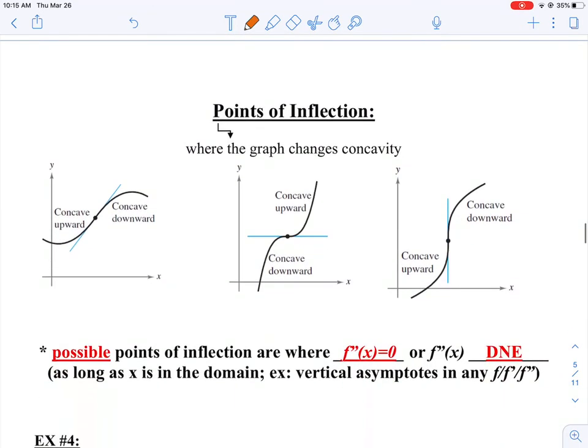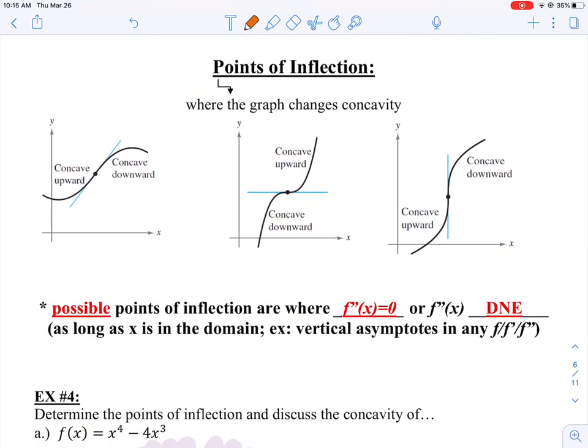Okay. If you look at these three different graphs, they change from concave up to concave down or concave down to concave up. That point where it changes from concave up to concave down is what we call a point of inflection. Now, a point of inflection only occurs when it changes concavity, which means the second derivative has to change from positive to negative or negative to positive in order to have a point of inflection there. If it doesn't change, then it is not necessarily a point of inflection.